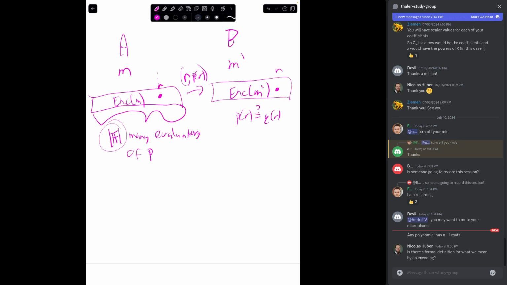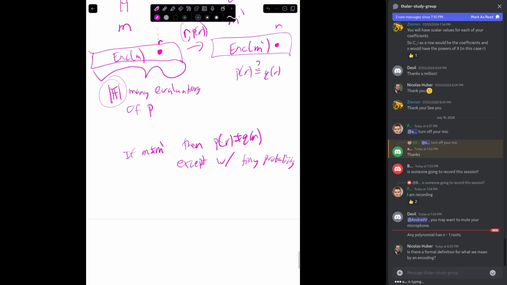And so the fact that if M does not equal M prime, then P of R does not equal Q of R, except with tiny probability, is equivalent to the fact that the Reed-Solomon code has really good distance. If M and M prime are not the same, then the encoding of M and the encoding of M prime differ almost everywhere. And yet nobody is ever writing down the whole encoding of either M or M prime. They're only ever looking at a single entry of the encoding. Okay.